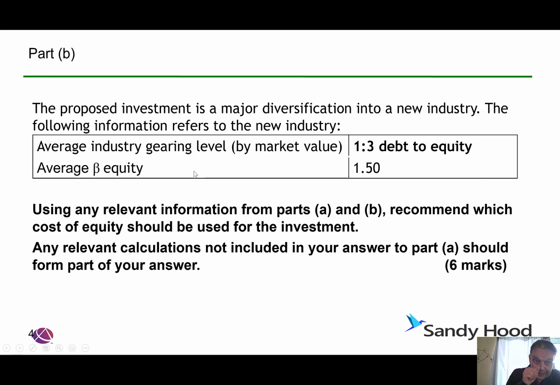The next question is, the proposed investment is a major diversification into a new industry. The following information refers to the new industry, and we're given the debt to equity, and we're also given the average equity beta of 1.5. And you are asked to use any relevant information from parts A and B and recommend which cost of equity should be used for the investment. I think that's quite nice because they're rather giving a strong clue as to what would be the correct answer. And any relevant calculations not included in your answer to part A should form part of your answer here, and you're given 6 marks.